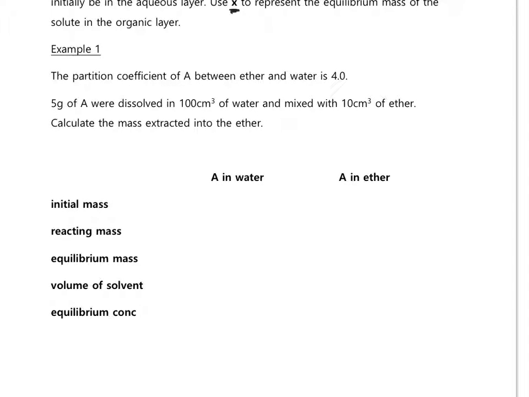And you can see that I've got exactly the same 5 values on the left hand side: initial and reacting mass, followed by equilibrium mass, and then the volume of solvent, which we will use to calculate the equilibrium concentration. Okay, so here we've been given the value of KD. You can see that it is called the partition coefficient. That's just another name for KD. So the partition coefficient of A between ether and water is 4. And again, ether is our organic and water is obviously our aqueous.